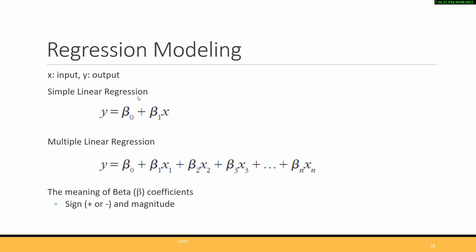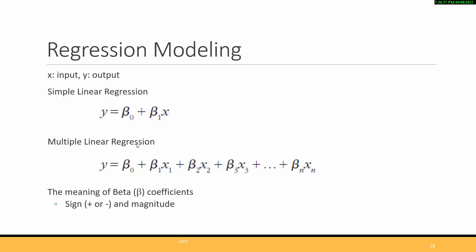Let's have a look at the regression equation. So here is the simple linear equation, y equals beta 0 plus beta 1 times x. Here beta 0 is called the intercept and beta 1 is called the slope. Once OLS determines the value of these two coefficients, beta 0 and beta 1, the simple equation can be used to forecast the values of y for given values of x. So we can do that.